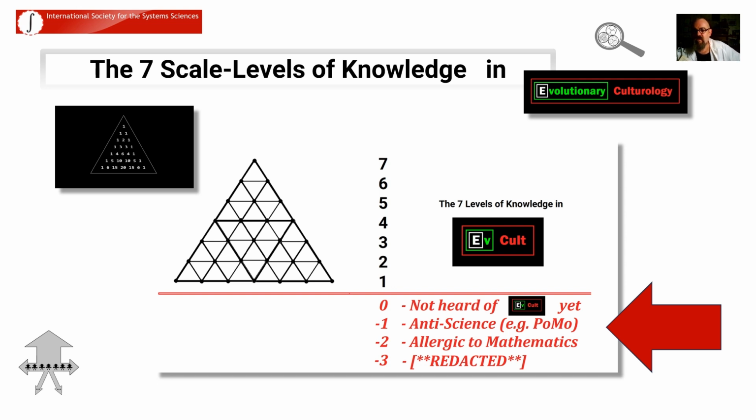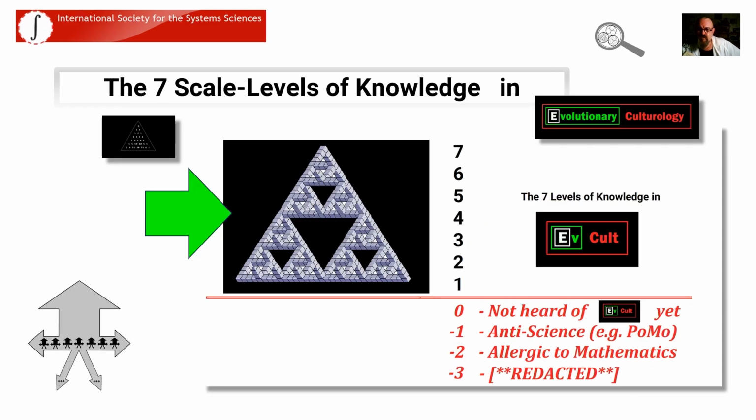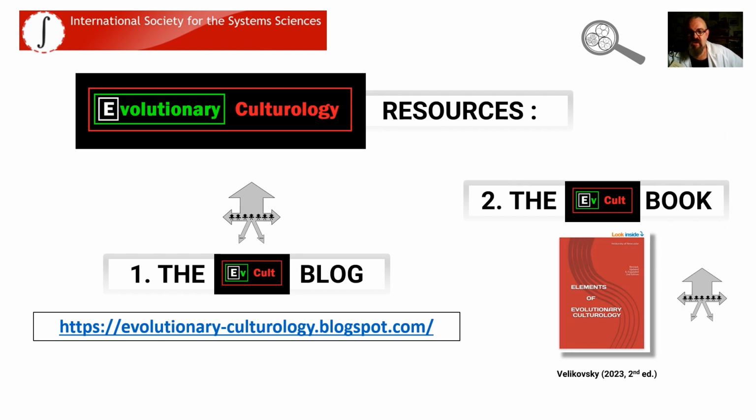Level 0 means you haven't yet heard of EvCult. -1 means you're anti-science, like postmodernist. -2, you might have dyscalculia or be allergic to mathematics, probably not your fault. Level -3 is censored. Must be secret knowledge. Next. Yeah, once you get into it, you find it's a bit more like that. A bit more fractal. Next. Don't forget those 2 main resources for EvCult, the blog and the book.